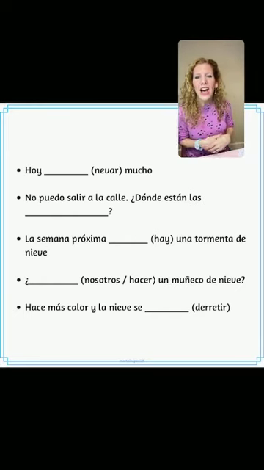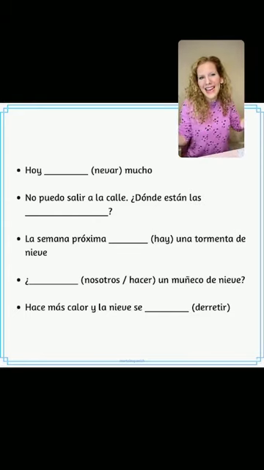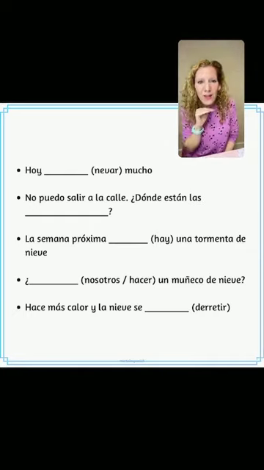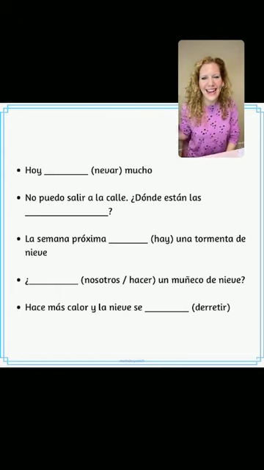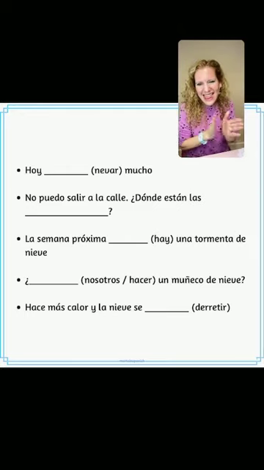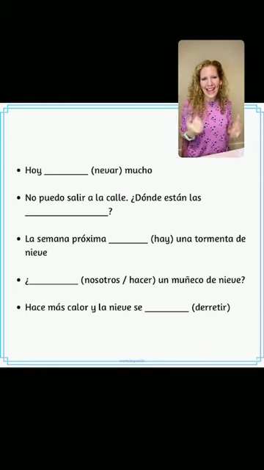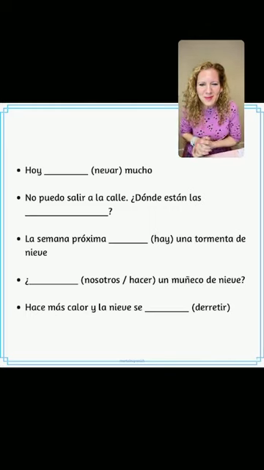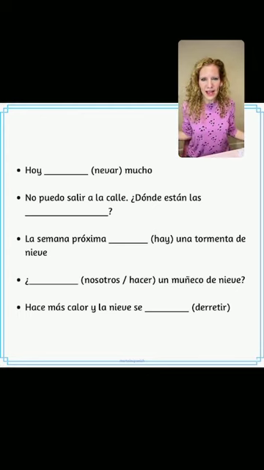Okay, next one. ¿Nosotros hacer un muñeco de nieve? What do you think? I love this sentence because you know that I love Disney movies and it was in Frozen and we were all the time saying that and singing that. Yes, hacemos. Hacemos un muñeco de nieve. Perfect. Muy bien. Perfecto. Okay, and our last one, okay?